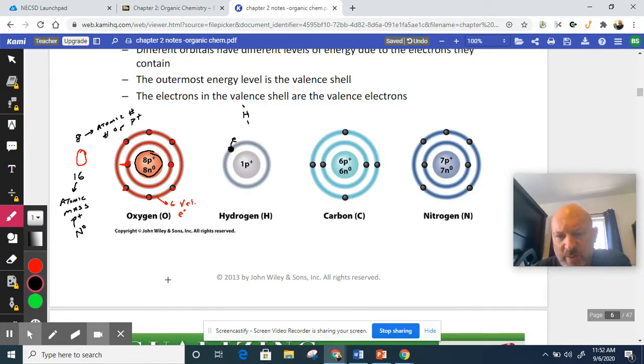Over here we have carbon. Carbon is 6 for the atomic number, and it rounds to 12. So in the nucleus, we have 12 particles right here.